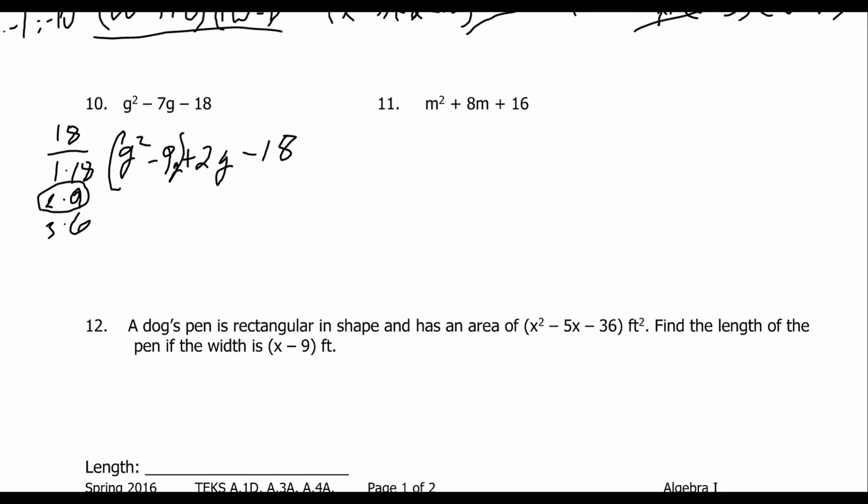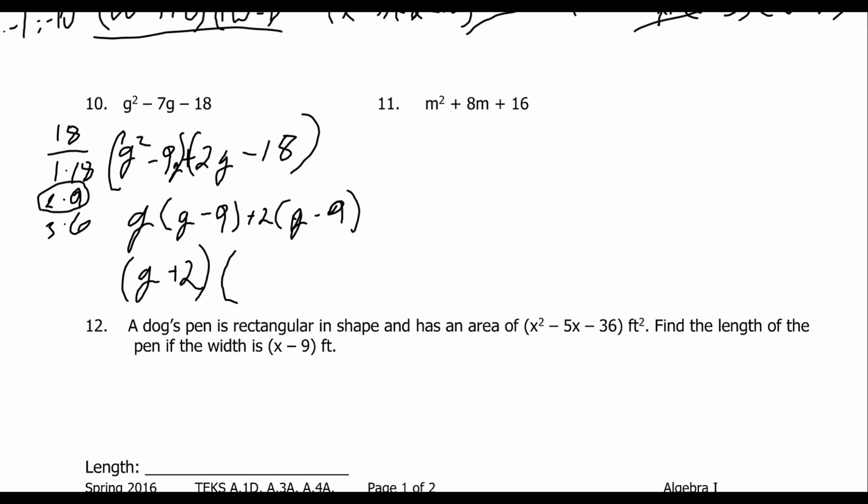Now if we factor this out like we're supposed to, that's going to give us g on the outside of g minus 9. And then we're going to pull out a 2 on this other piece. It's going to give us g minus 9 here as well. So what we're left with is g plus 2 and g minus 9. And there we have it.